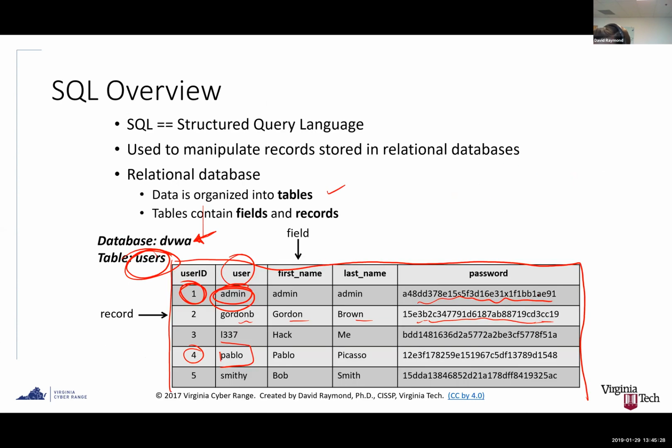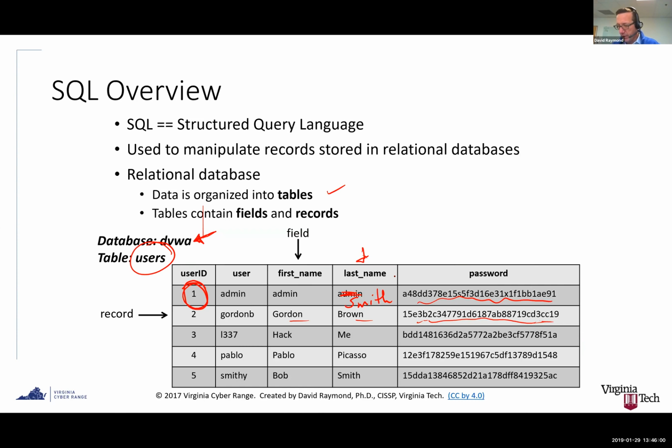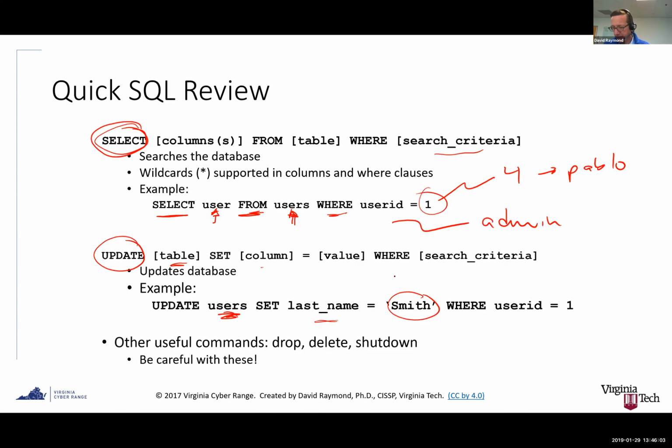So let's go back and look at our example. If I say update the users table, set last name equals Smith where the user ID equals 1, what the database would do is find where the user ID equals 1, then go to the last name field and set that value, in this case, to Smith. So that's how you change data in your database.